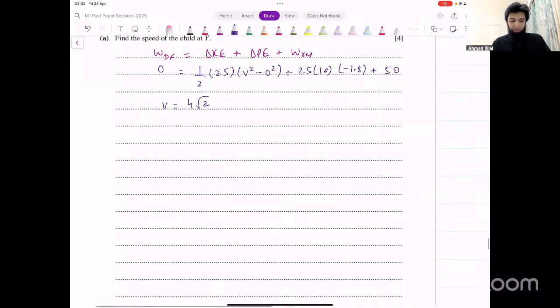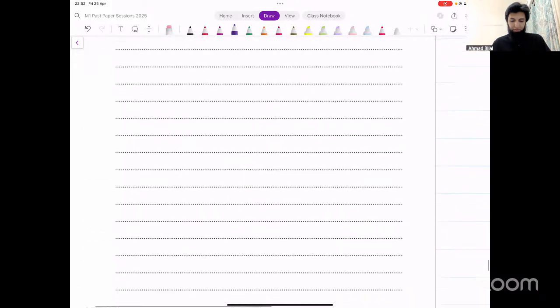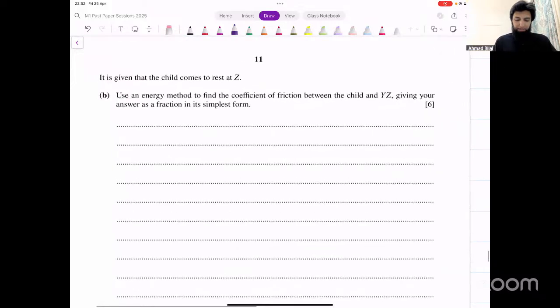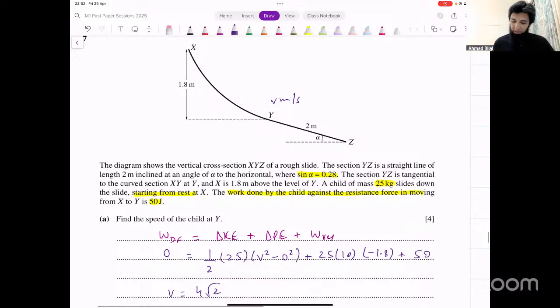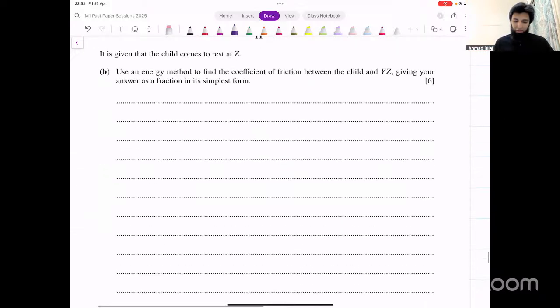All right, part B. That's the last part. It's given that the child comes to rest at Z. At Z now, the child comes to rest. His speed becomes 0 meters per second. Use an energy method, again that work energy principle, to find the coefficient of friction between the child and YZ, giving an answer as a fraction in its simplest form.